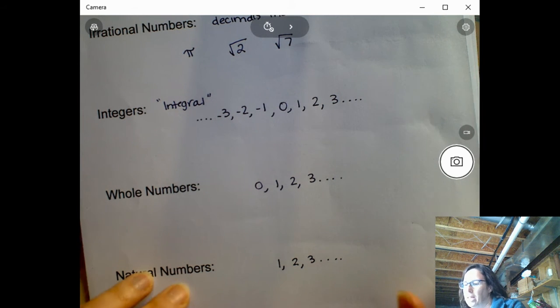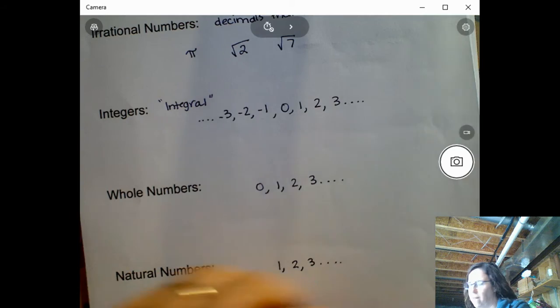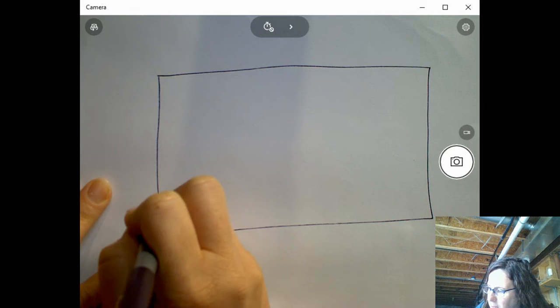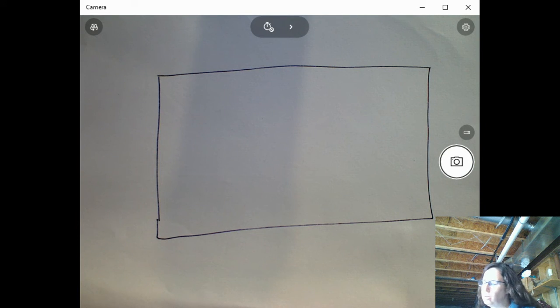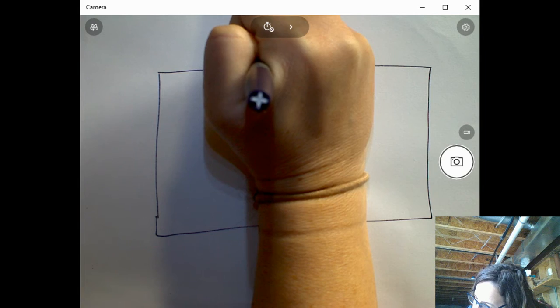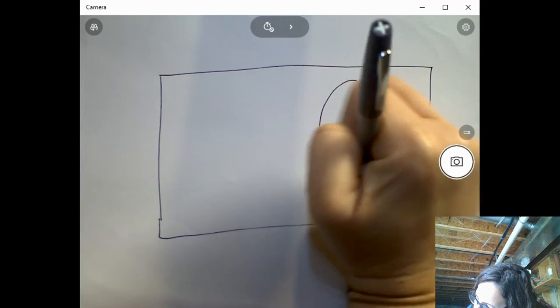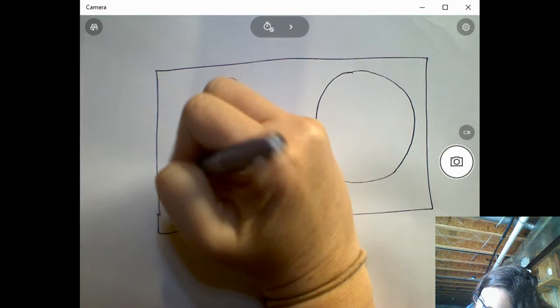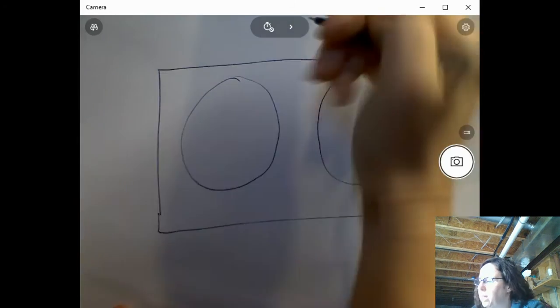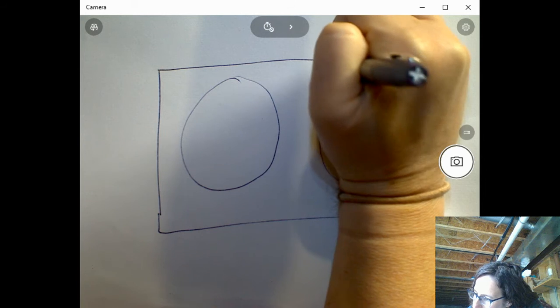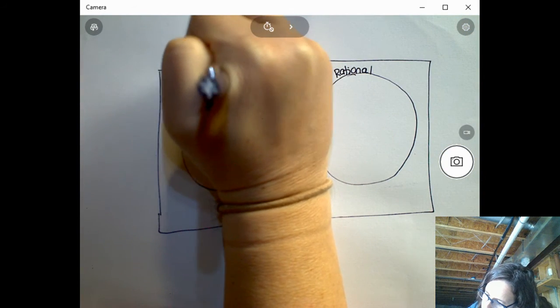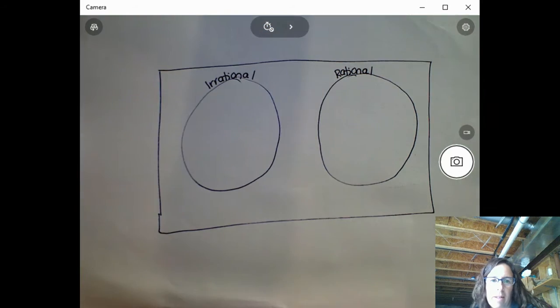Okay, so now that you've seen the real number system, we're going to quickly draw a Venn diagram to kind of illustrate how it looks in that format. So most of the people draw a box to represent numbers, and this is going to be the real number system. And then they have 2 non-intersecting circles. These do not intersect because rational numbers and irrational numbers do not intersect. There are no numbers that are rational and irrational.